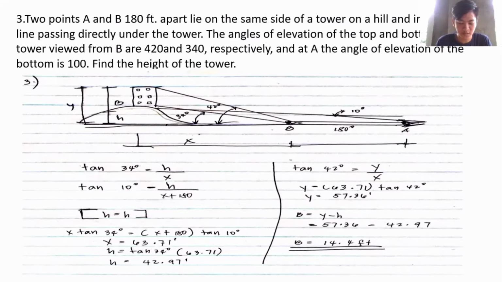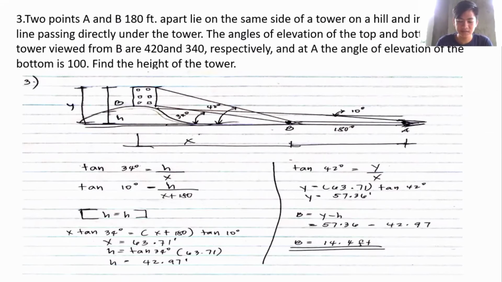h is equal to h. x times tangent 34 degrees equals x plus 180 times tangent 10 degrees. x equals 63.71. h is equal to tangent 34 degrees times 63.71. h is equal to 42.97.